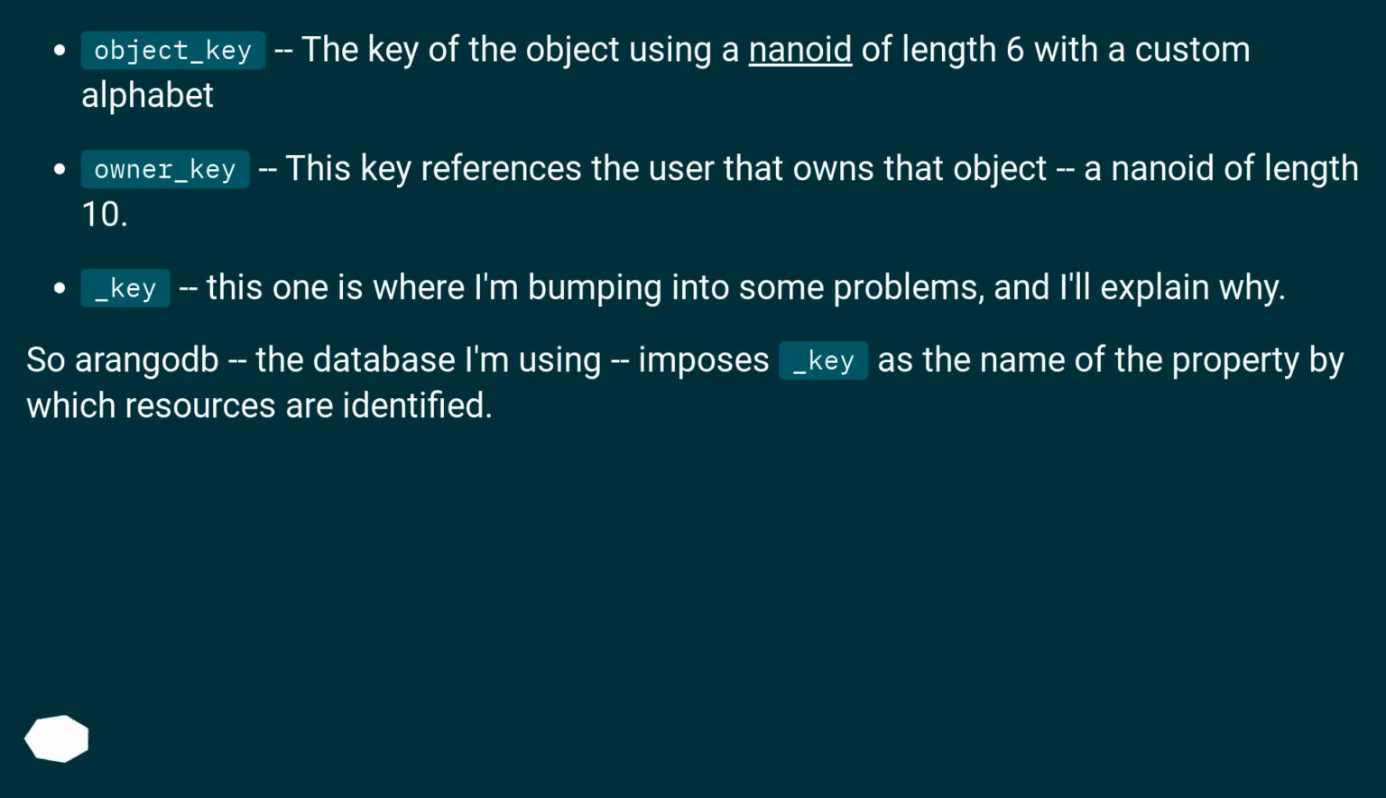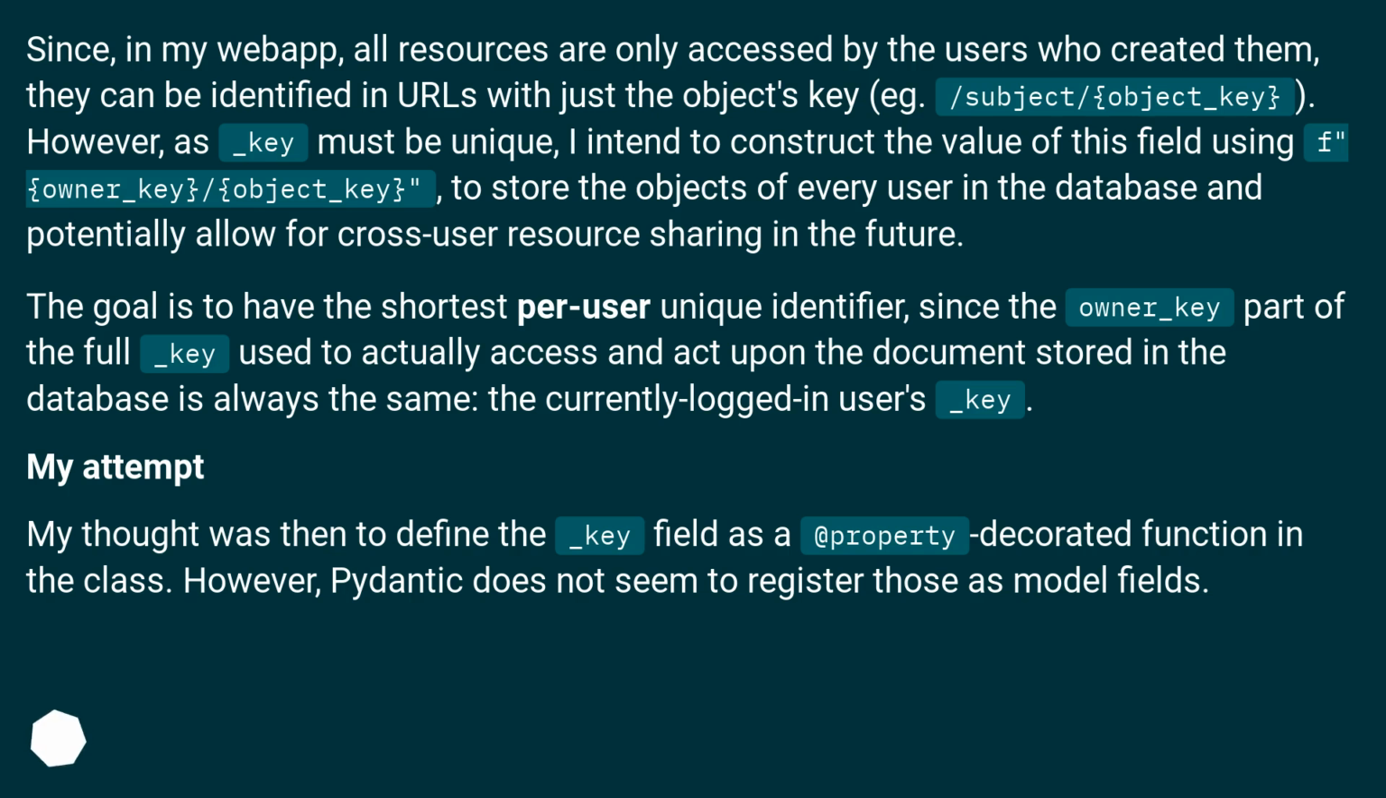So ArangoDB, the database I'm using, imposes _key as the name of the property by which resources are identified. Since, in my web app, all resources are only accessed by the users who created them, they can be identified in URLs with just the object's key, e.g. /subject/object_key. However, as _key must be unique, I intend to construct the value of this field using f"{owner_key}{object_key}", to store the objects of every user in the database and potentially allow for cross-user resource sharing in the future.